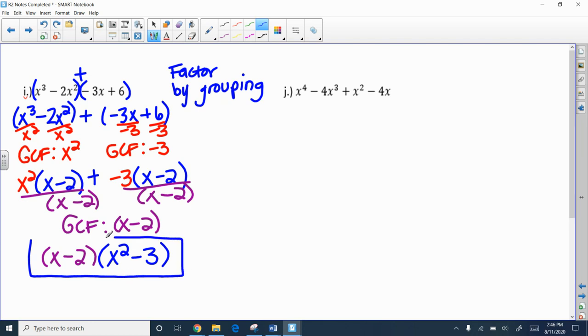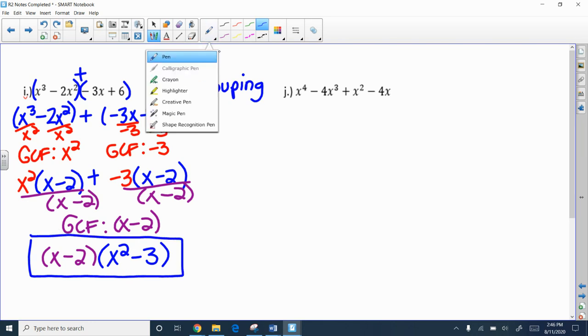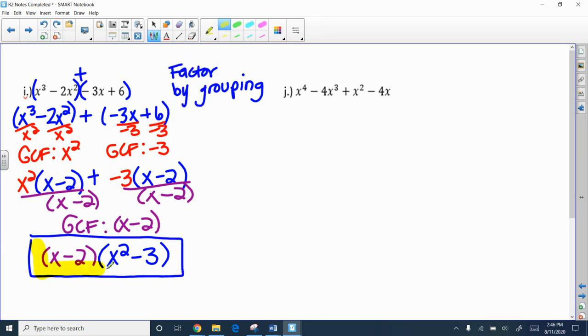Now those are my factors, x minus 2 and x squared minus 3. So if we're factoring by grouping, first we group into groups of 2. We do a GCF of each group separately, and then we do another GCF. The two groups should have a common factor.